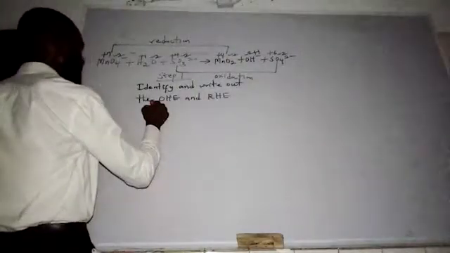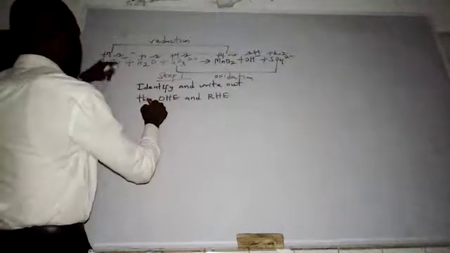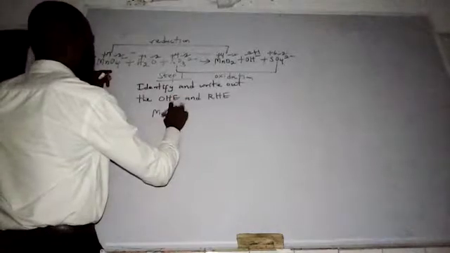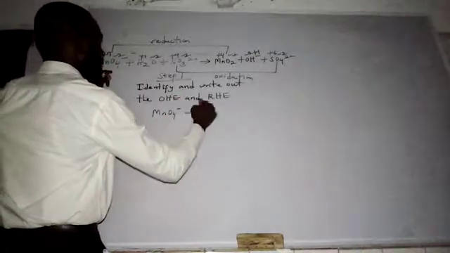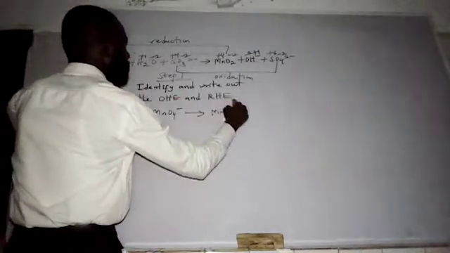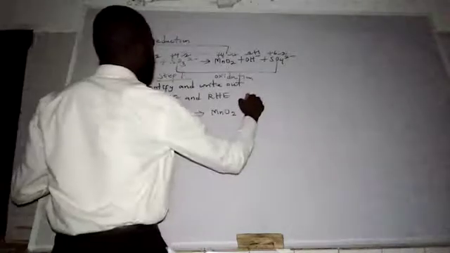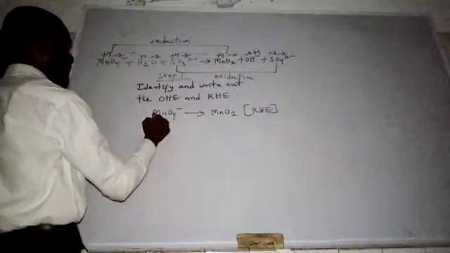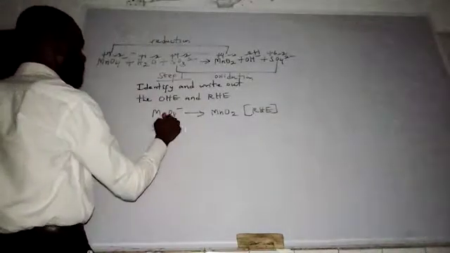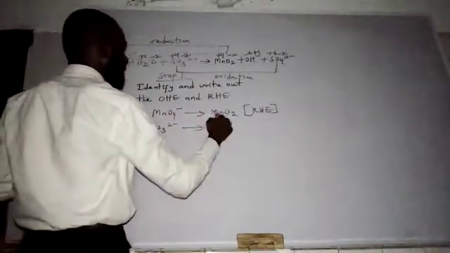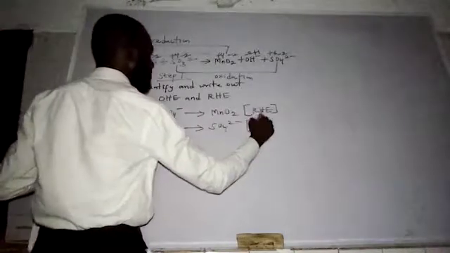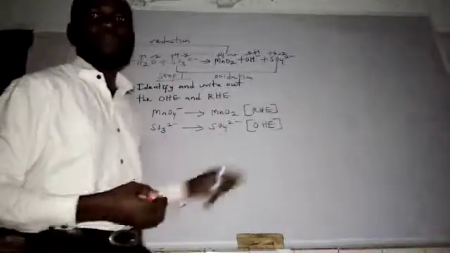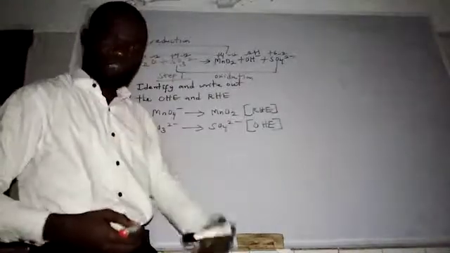So I can easily write out my oxidation half equation and reduction half equation. So for my, I have MnO4 minus going to MnO2. This represents my reduction half equation, while SO3 2 minus going to SO4 2 minus represents my oxidation half equation. So now I'm done with step 1. I can move on to step 2.